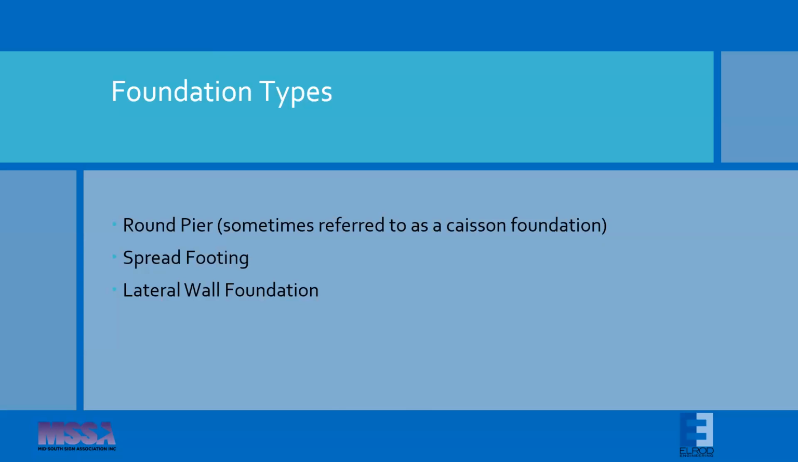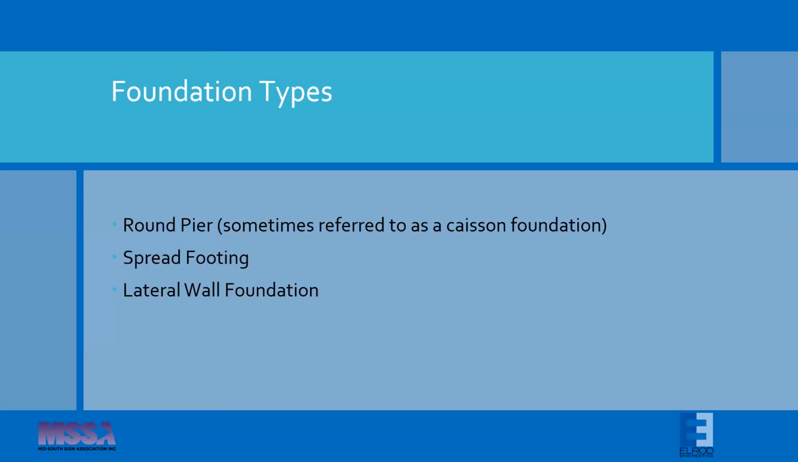Sometimes people call a round pier footing a direct embed, but technically direct embed is the term used when the pole itself is embedded into the concrete in lieu of using anchor bolts and rebar. It is important to make sure you use correct verbiage.